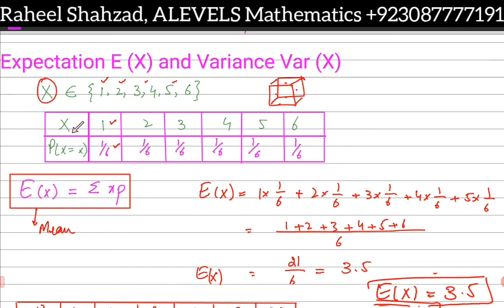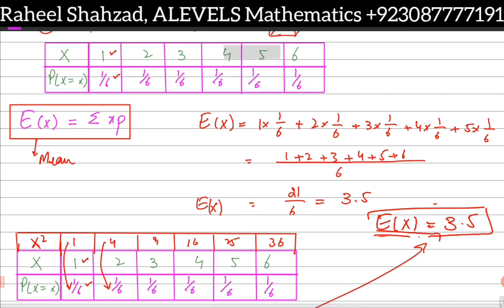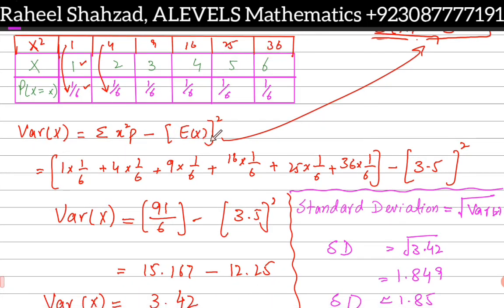If we have a probability distribution table, expected value is always equal to summation x into p. We multiply every random variable value with its probability and add these all, and we get the expected value. The formula for variance is summation x square p minus E of x whole square. Sometimes we need to make a separate column in the given probability distribution table, find the x square values, add them after multiplying with probabilities, and subtract 3.5 square, that is, expected value square. Standard deviation is the square root of variance.